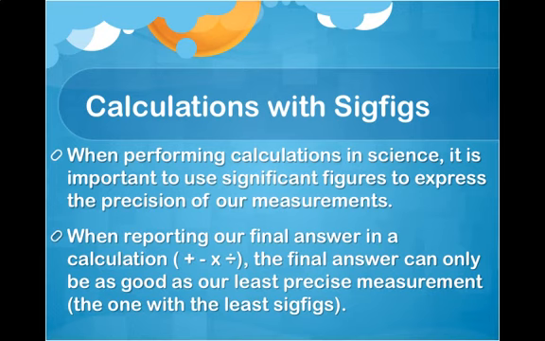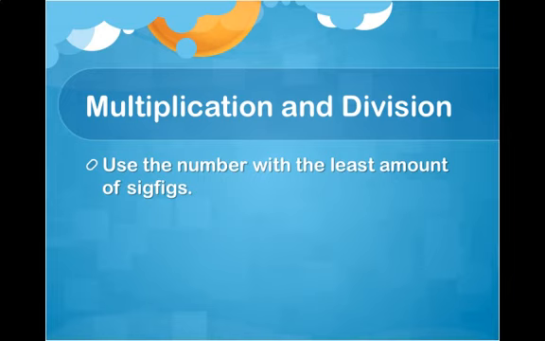So we have a couple of different rules. Multiplication and division, that's the most popular operation that we use in chemistry, so I'm going to cover that one first. Use the number with the least amount of sig figs. We count the significant figures in each of the factors that we're multiplying together, and the number with the fewest tells us how many significant figures our final answer is going to have.